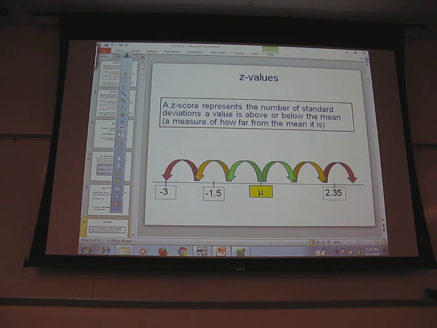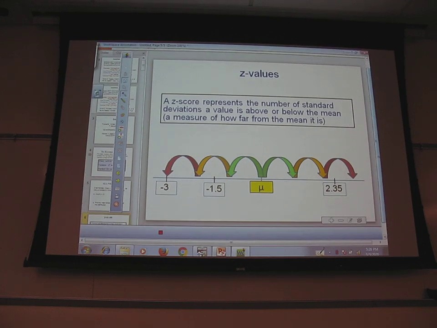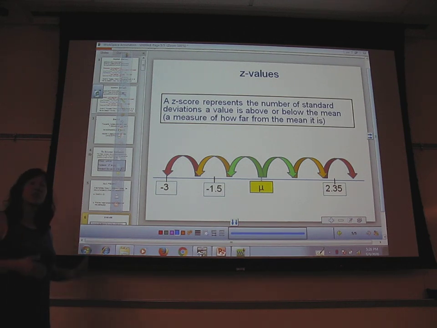Z values, z-scores. Allie, go ahead and read. A z-score represents the number of standard deviations that are... Good. Right, so again, a z-score is how many standard deviations your value is away from the mean.